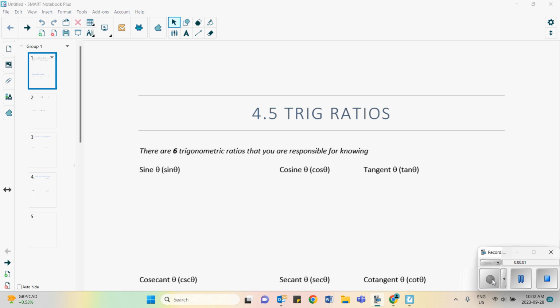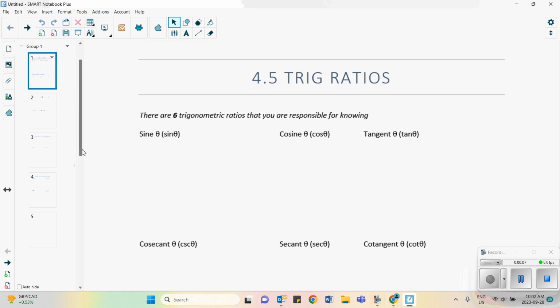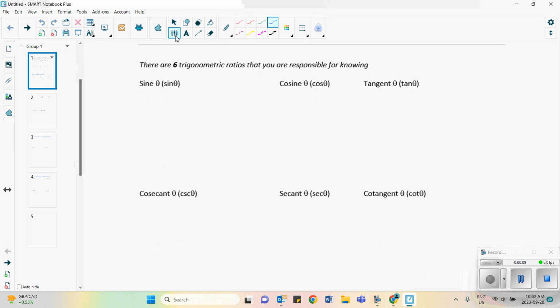And now we're going to add in 3 additional trig ratios. They're nowhere on your formula sheet. You have to remember them. But there's a good connected relationship between the ones you know and the ones you're about to know.